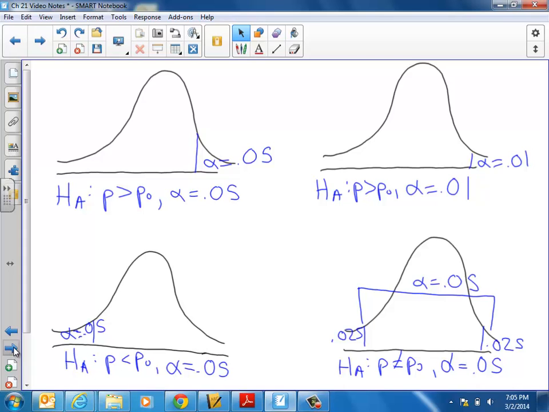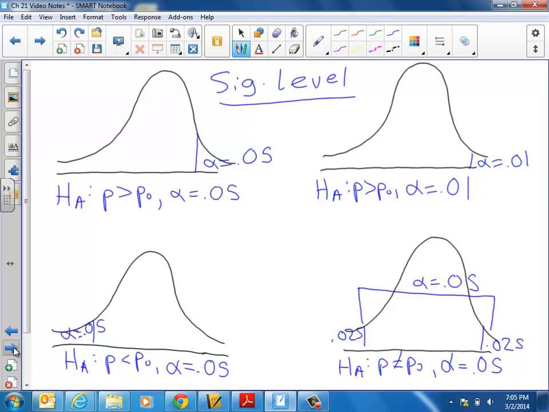I want you guys, along with where you would say, I'm using the 1 proportion z-test, to specify what's called a significance level. And that is synonymous with alpha. Alpha is your significance level.